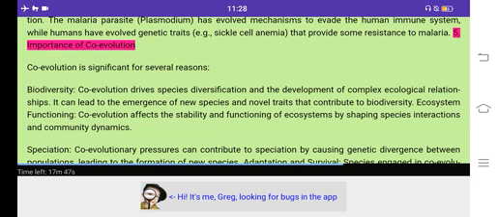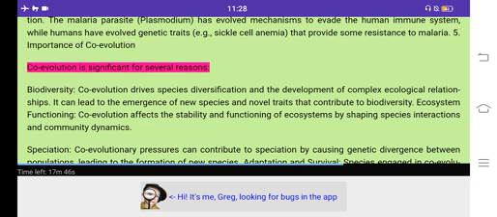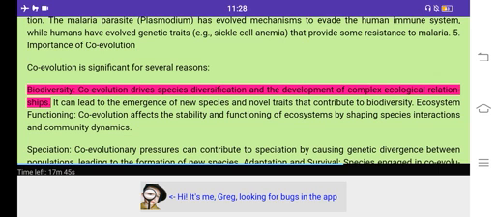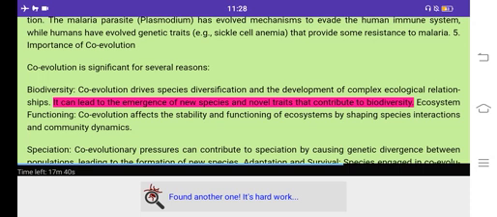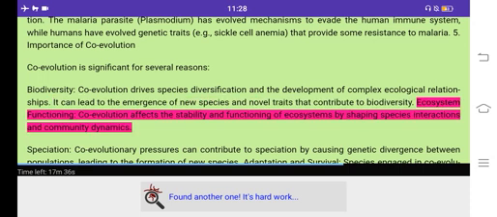5. Importance of coevolution. Coevolution is significant for several reasons. Biodiversity. Coevolution drives species diversification and the development of complex ecological relationships. It can lead to the emergence of new species and novel traits that contribute to biodiversity. Ecosystem functioning. Coevolution affects the stability and functioning of ecosystems by shaping species interactions and community dynamics.